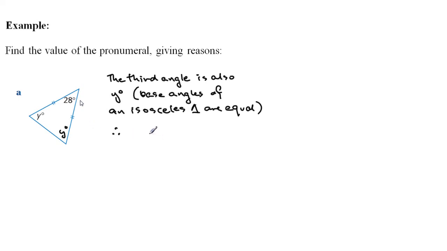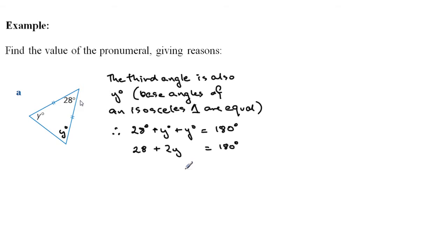So what we have is 28 degrees plus y degrees plus y degrees, all adding up to 180 degrees, which is the angle sum of a triangle. So in our algebra we've learnt that we can collect like terms. So let's do that. We've got 28 plus 1y and 1y is 2y, and all of this equals 180 degrees.